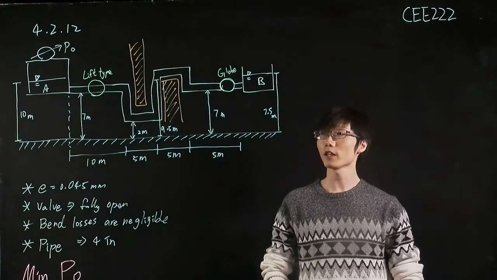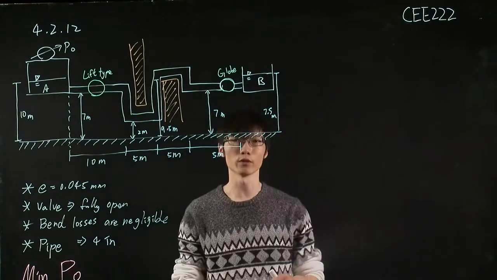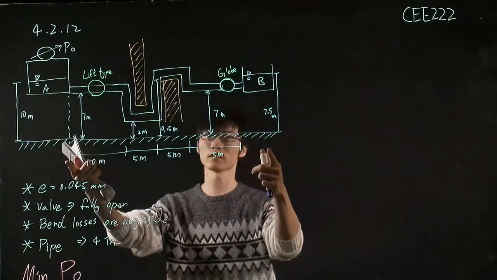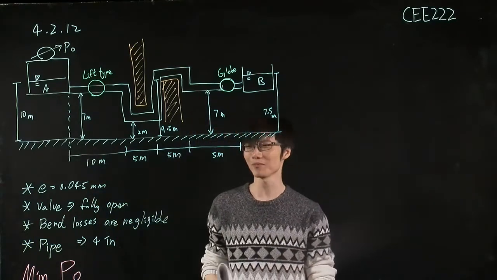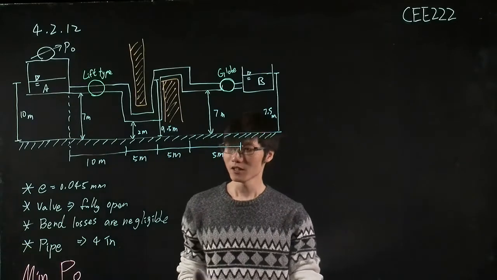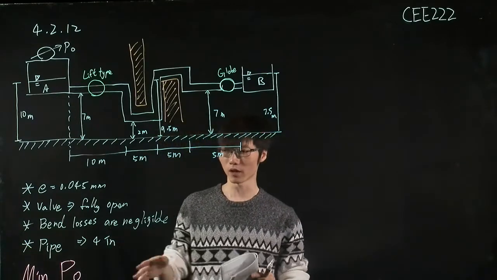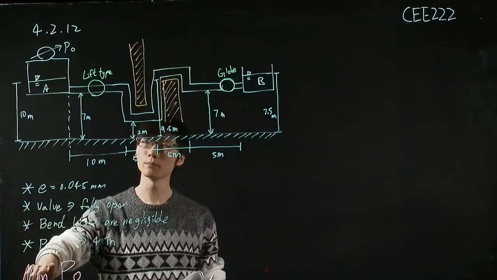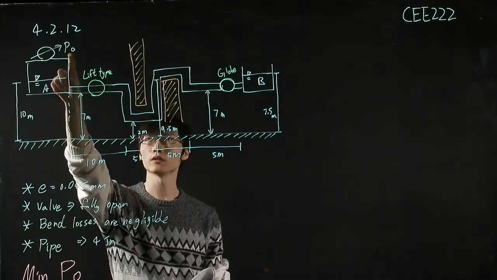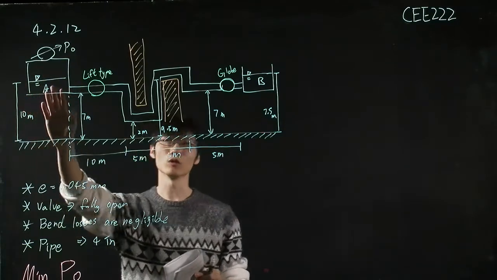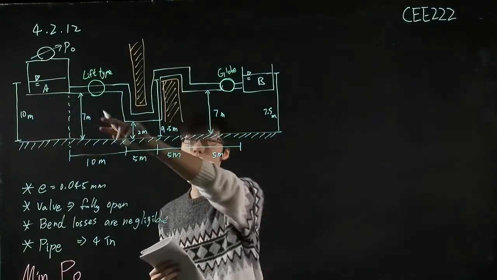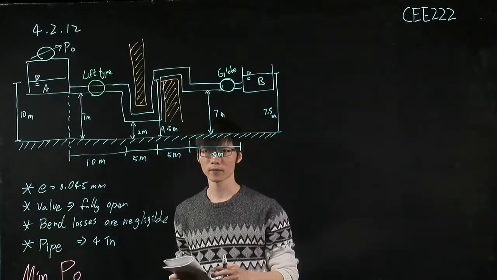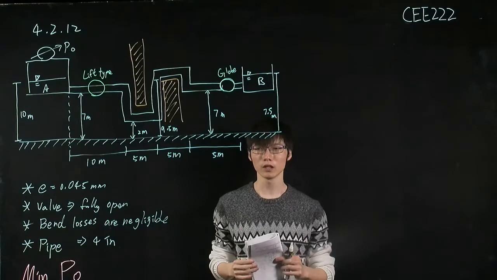Okay, now let's look at problem 4.2.12. The problem has a setup that looks like this. It seems like a really complicated problem, but actually it's not. The first thing the problem asks us to do is determine the minimum pressure P naught that will ensure the pressure inside this pipeline remains positive. Okay, that is the thing we want to solve.